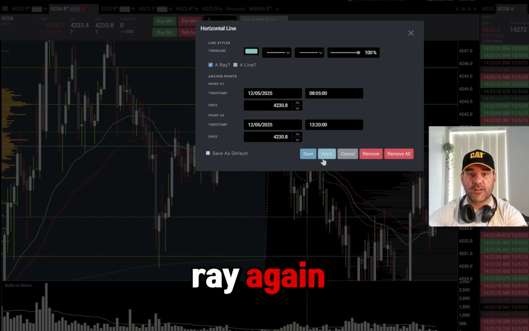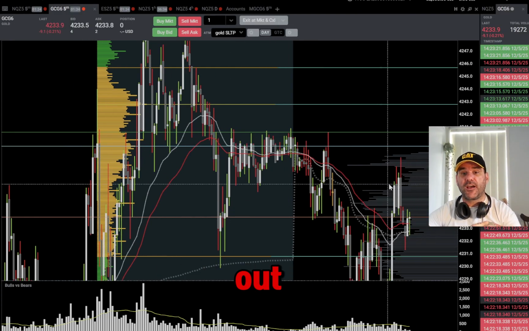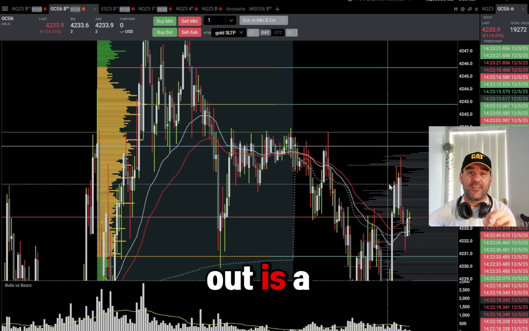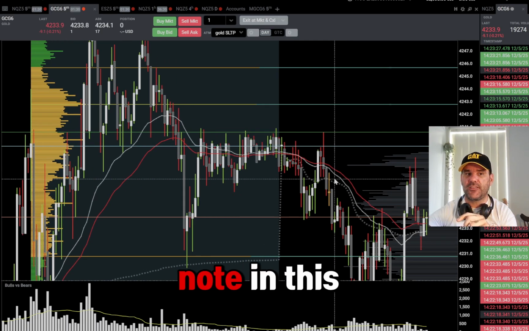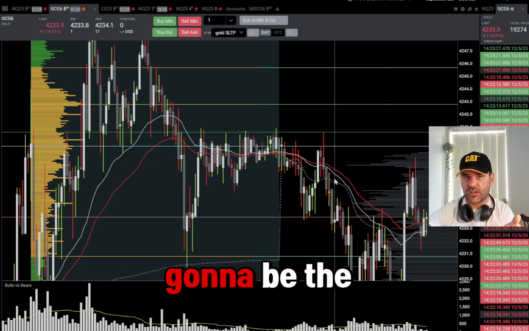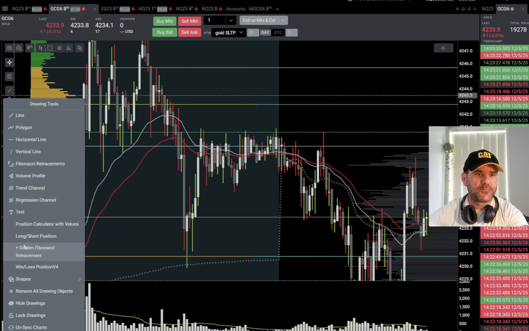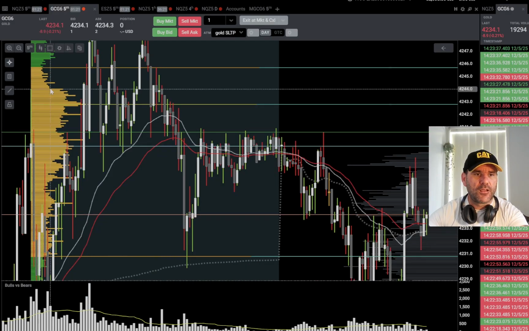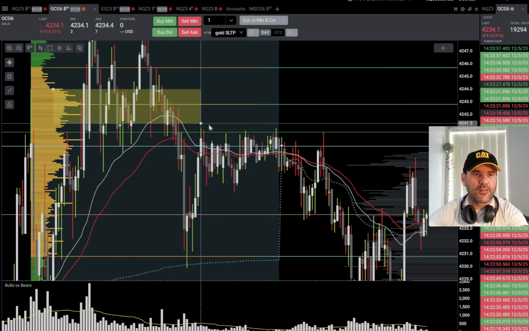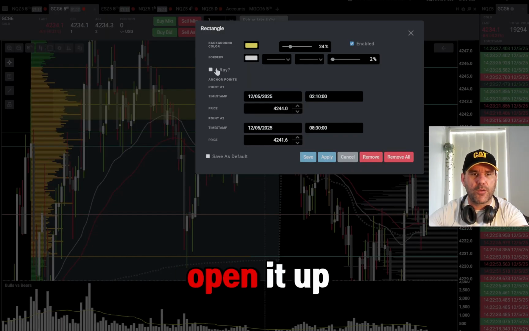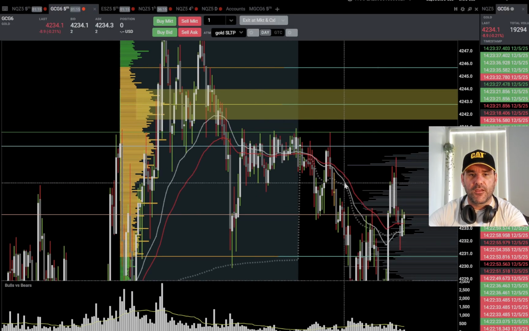And then a ray again. Now I know they're all set out. The next point that I'll lay out is a key node. So in the key node, in this case, the biggest one that's on there is obviously going to be the point of control. So I'll get a rectangle. I'll mark the key node on the point of control, open it up, shoot it into a ray, and done that.